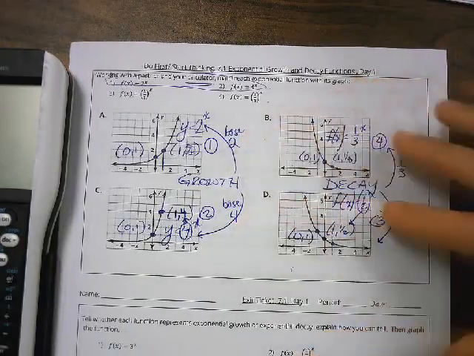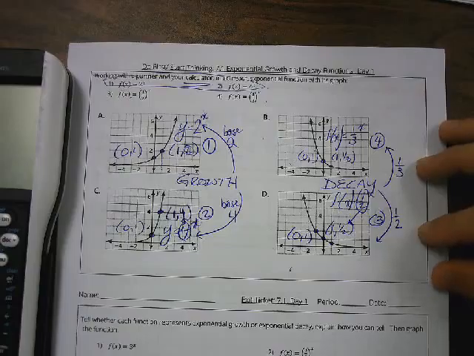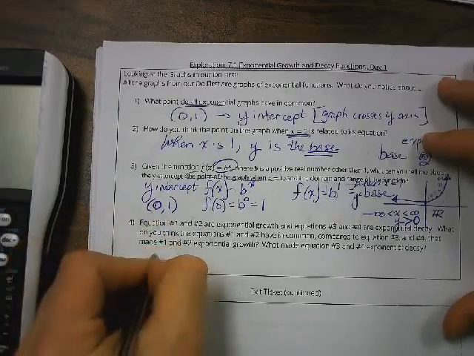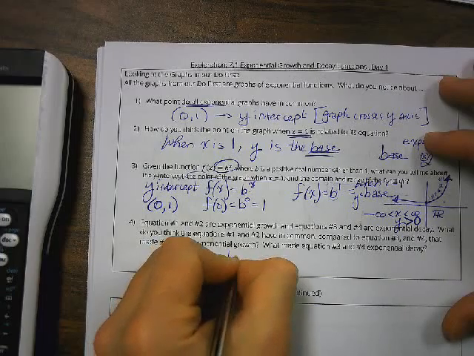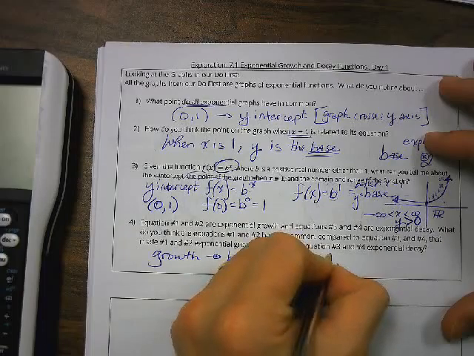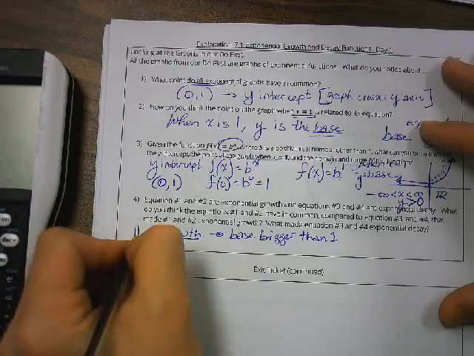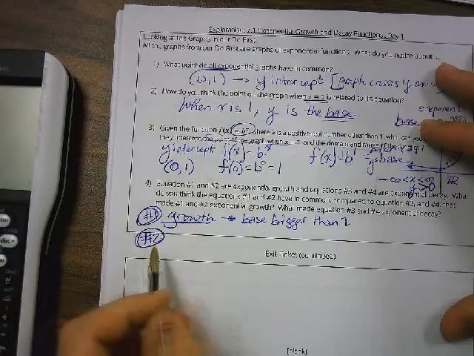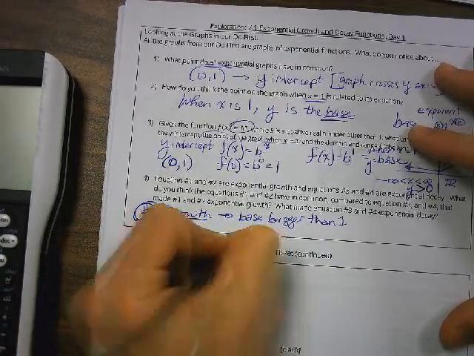So let's write that down. We're going to put in growth. Your base needs to be bigger than 1. That's exponential growth. And that's our first key point for today. Our second key point, and this is a biggie, the decay side. Decay happens when the base is between 0 and 1.